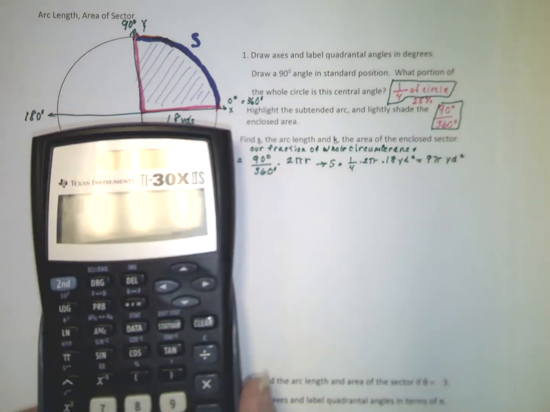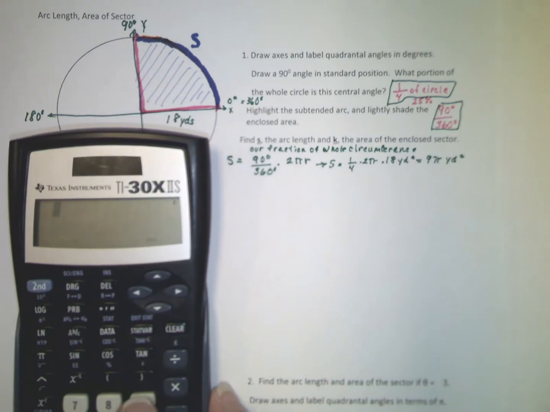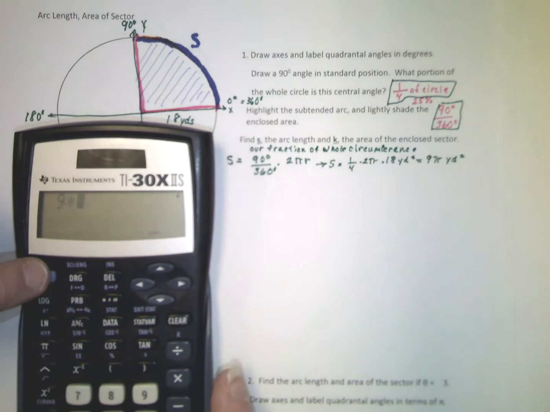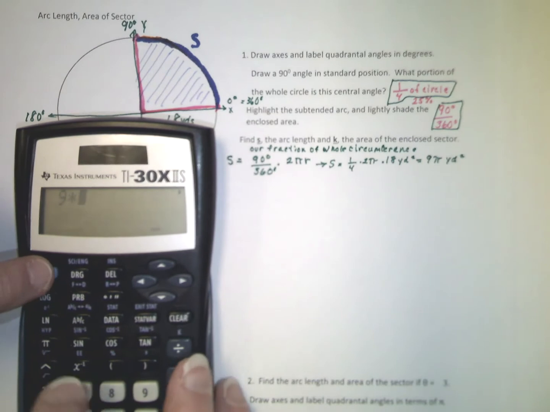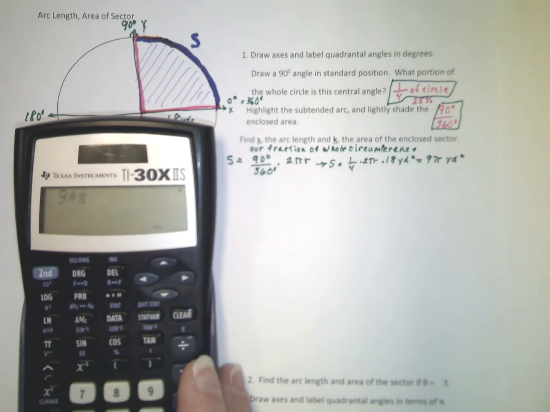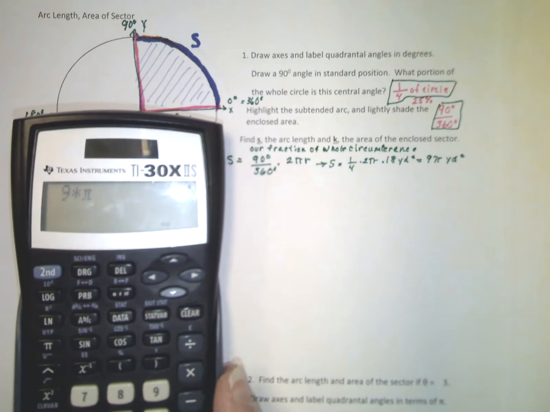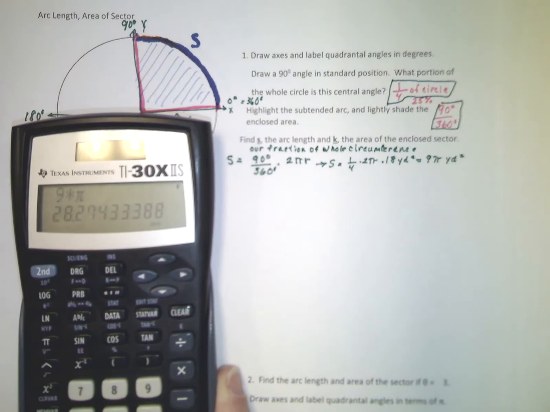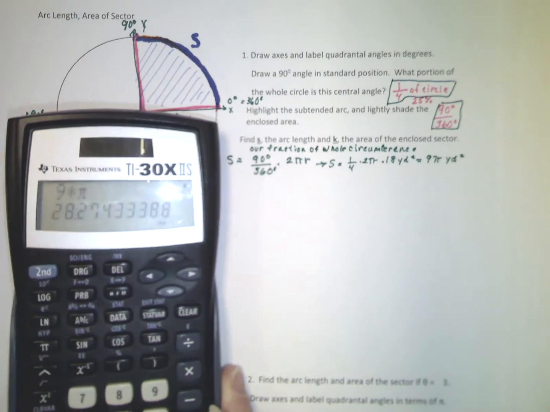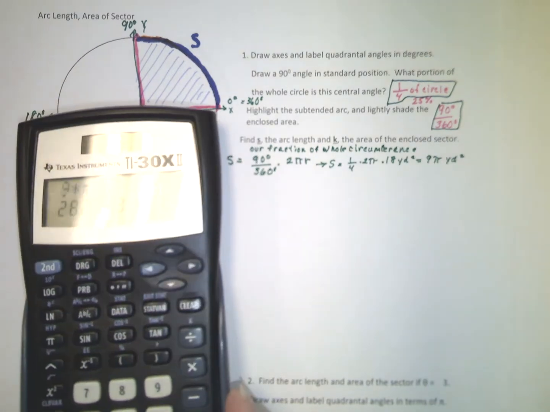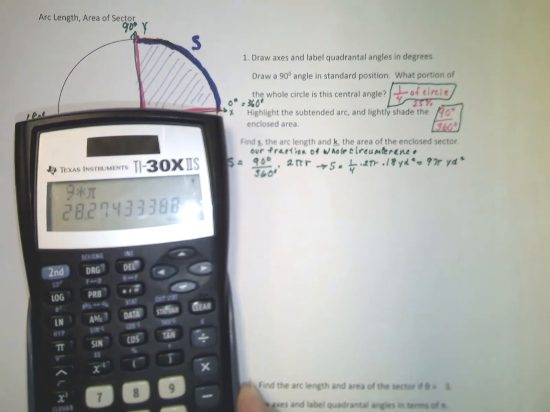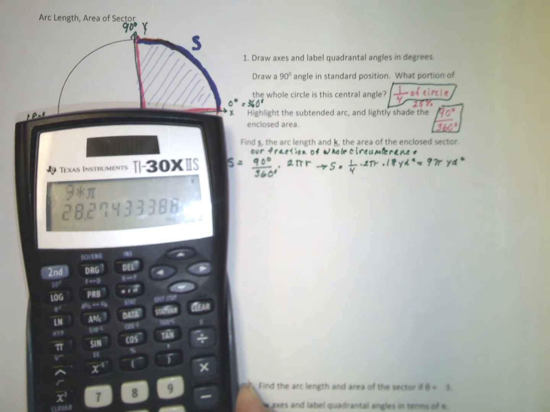So let's try 9 times pi. Equals. And it gives us, we can round it off now if we want to. Round it off to maybe 28.27.